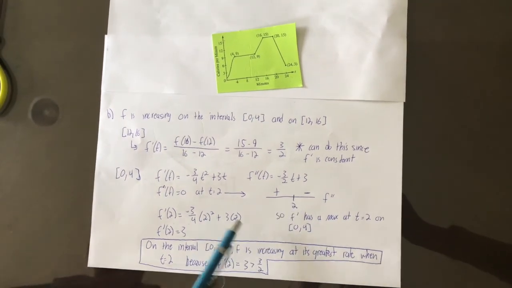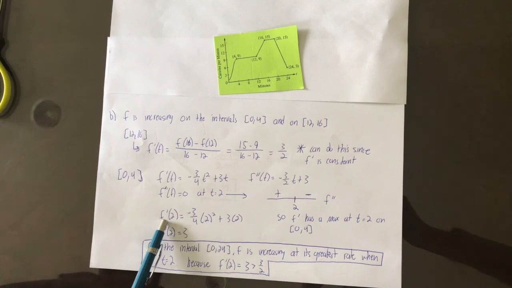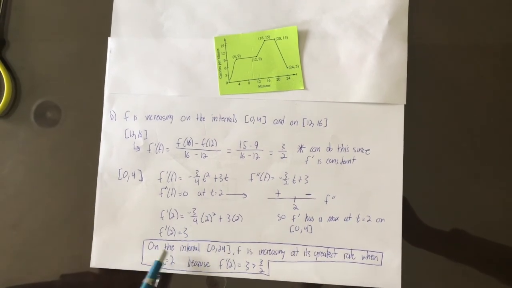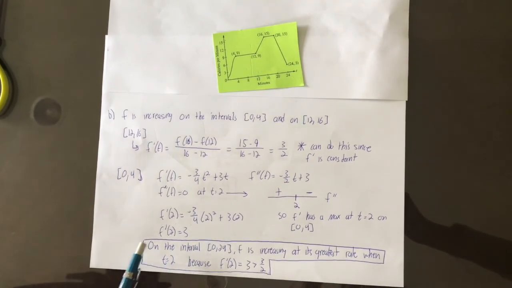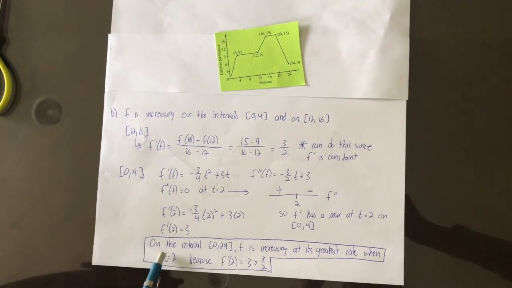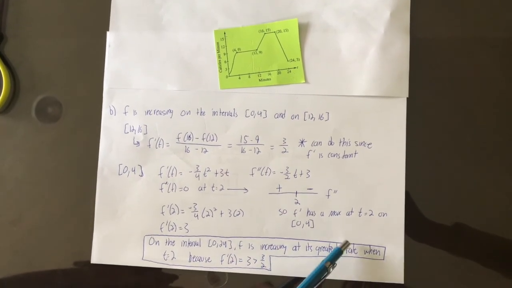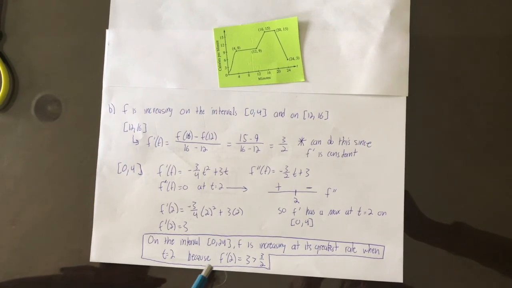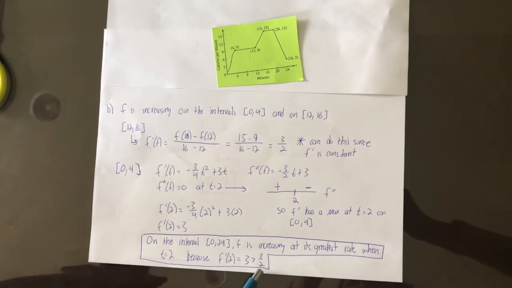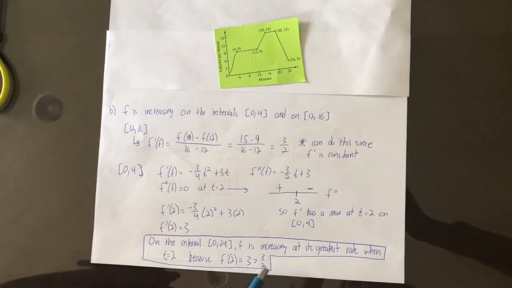Then plugging in 2 into f prime, we can see that the rate of increase at this time is 3. So on the interval 0 to 24, f is increasing at its greatest rate when time is 2, because f prime of 2 is greater than the rate at 12 to 16.